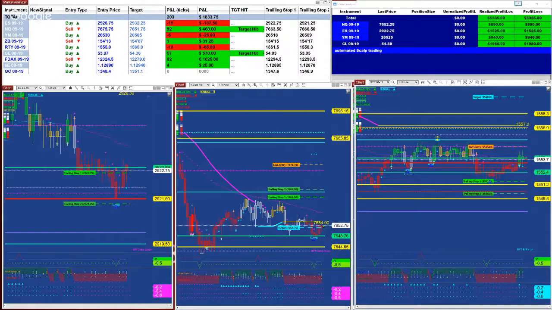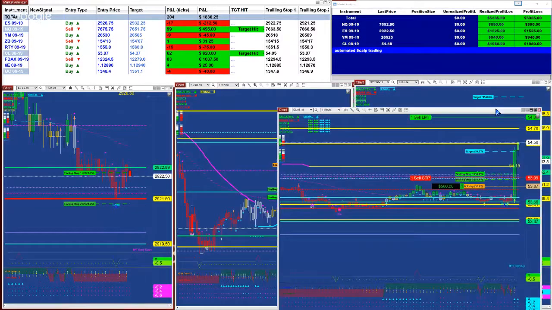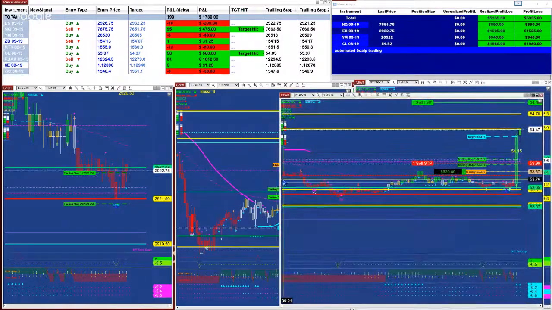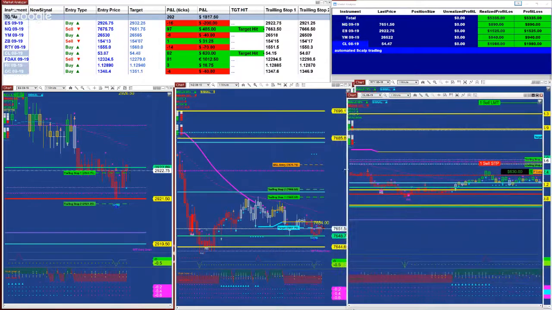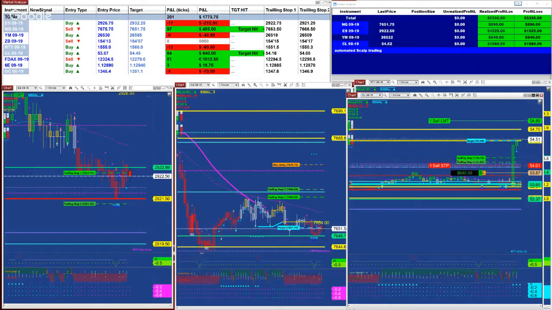Okay, we have some traders who did. Okay, nice. We have some traders who did. Very good.